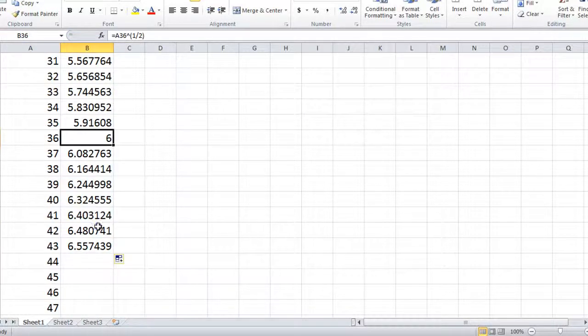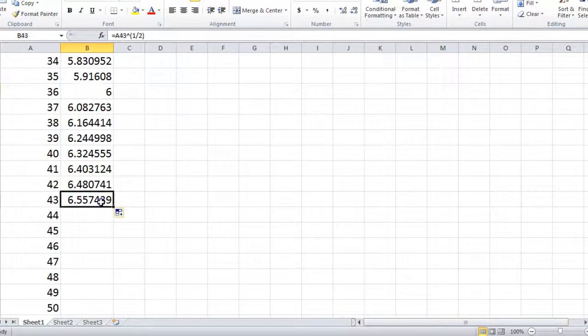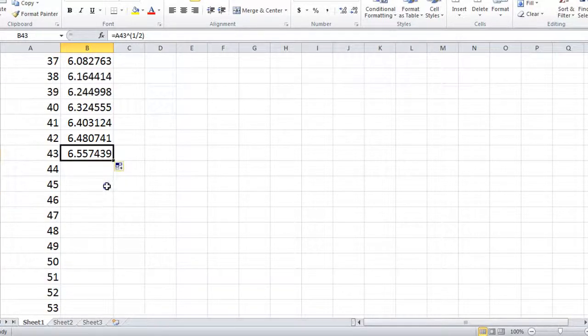What is raising something to the power of a half the same as, by the looks of it here? What is it? Square rooting it, looking at the square root. It is the square root.